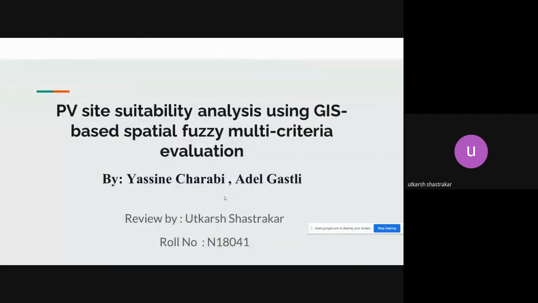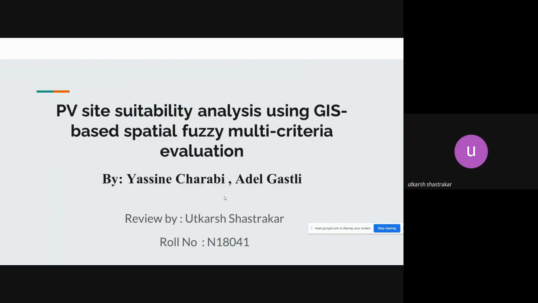Hello everyone. My name is Utkarsh Shastrakar, and today I will be giving you a review on the paper titled PV site suitability analysis using GIS spatial physical multi-criteria evaluation. This paper is written by Yasin Charabi and Adil Ghasli. It was published in 2011 and it is targeted at the search area of the country of Oman.